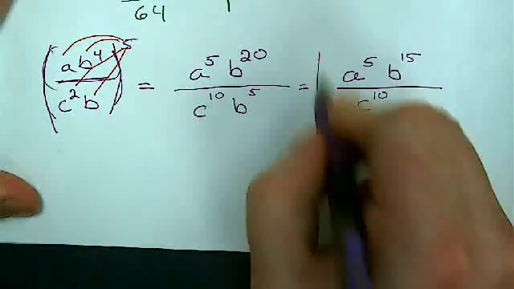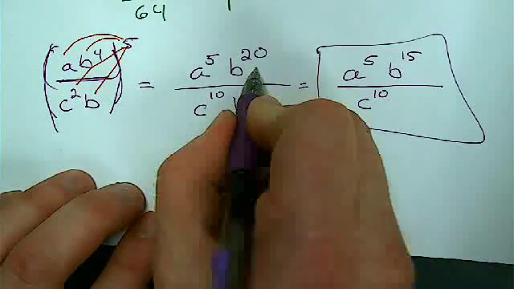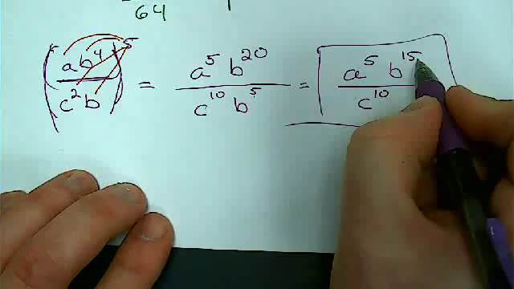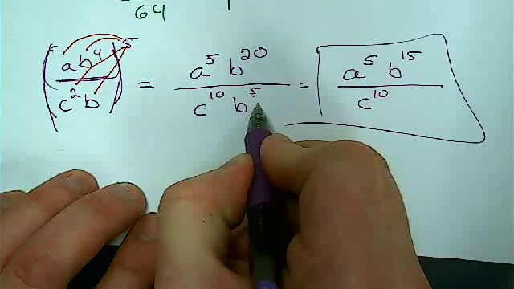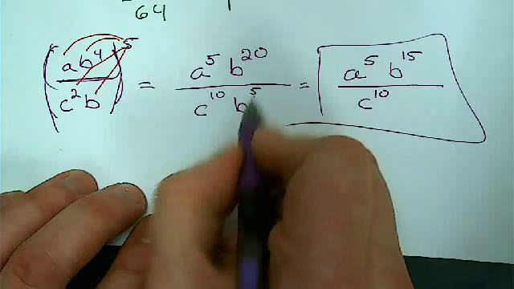How would you write it on top? Well, part of the reason it ends up on the top is because the top is bigger. If I do 20 minus 5, I get 15. If the bigger number is on the bottom, then I could just leave it on the bottom and subtract them.